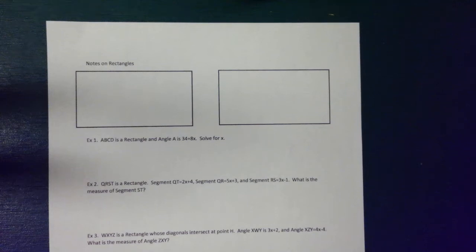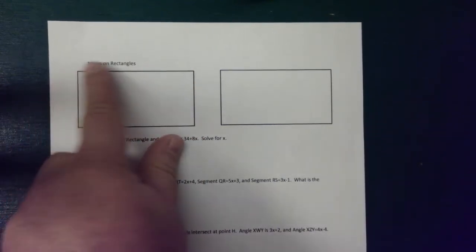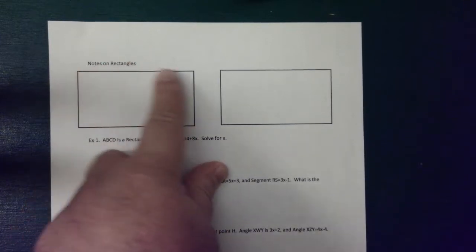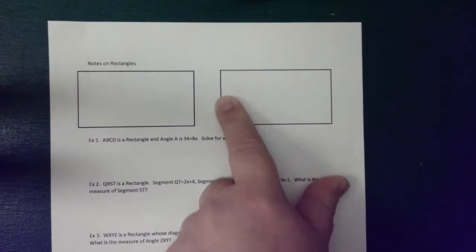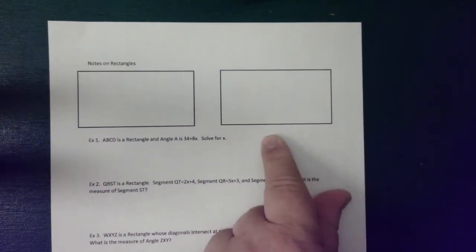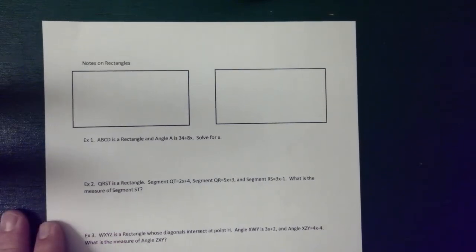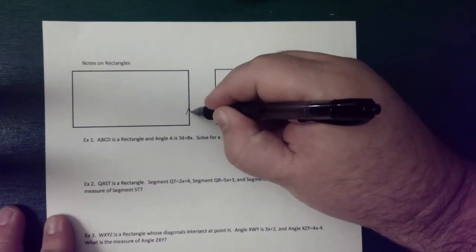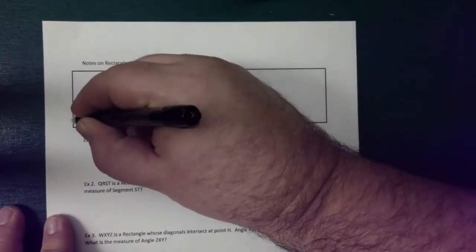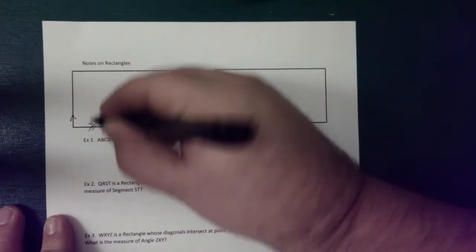Good morning, everybody. So today we're going to talk about rectangles. Again, we're going to put all the markings about the angles and the sides on this rectangle, and on this one, we're going to put all the markings that have to do with the diagonals. So, just like on a parallelogram, because this is also a parallelogram, this side has to be parallel to this side, and this side has to be parallel to this side.